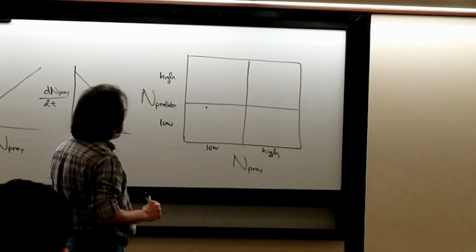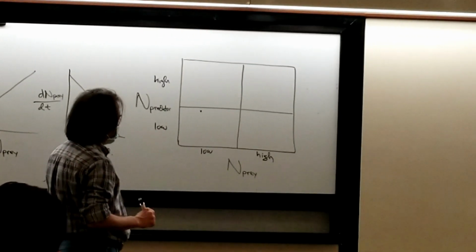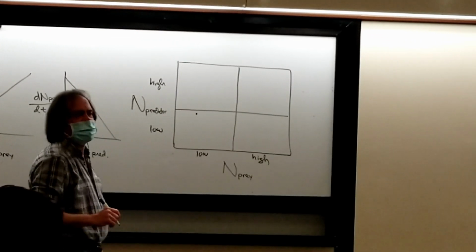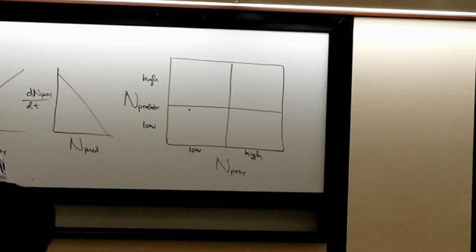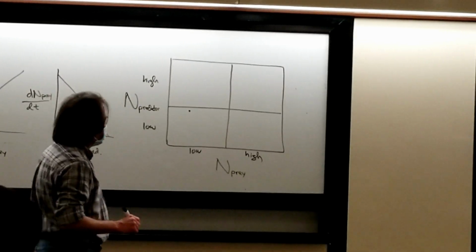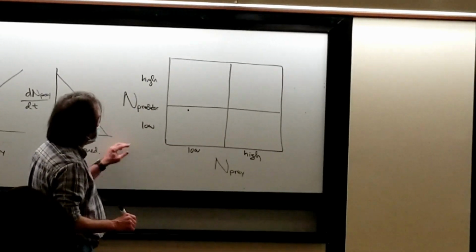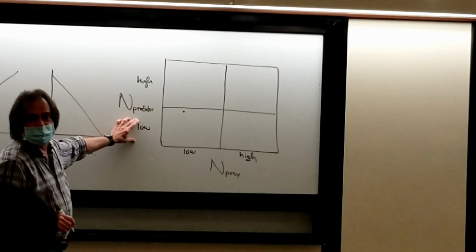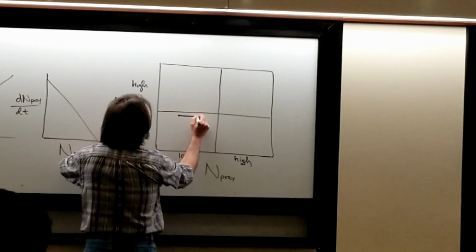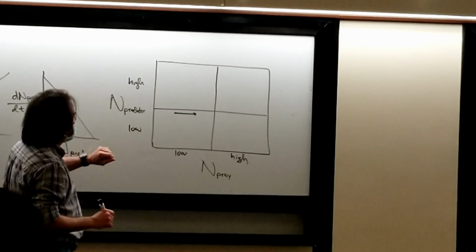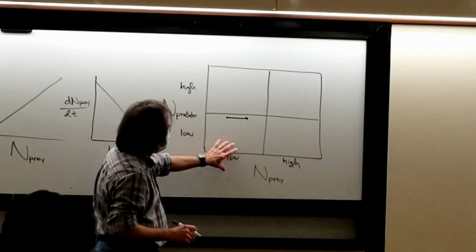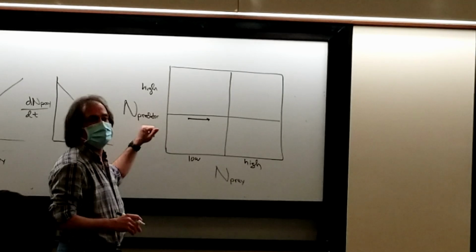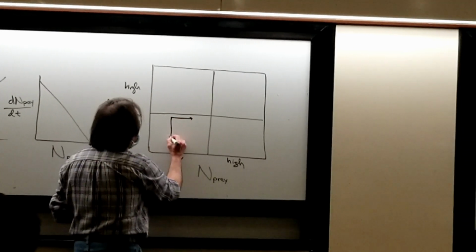Tell me about how the two arrows should go. The horizontal arrow measures what? A change in prey, so should it be to the left or right? To the right. How come? Because it's low predator density, so they should be increasing. What about the vertical arrow? Which way should that go? Why? Because prey density is low, therefore the predator density should increase. Exactly right.